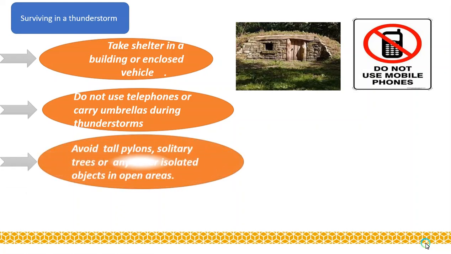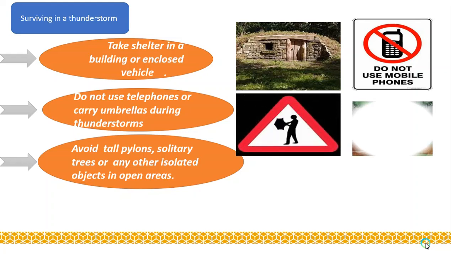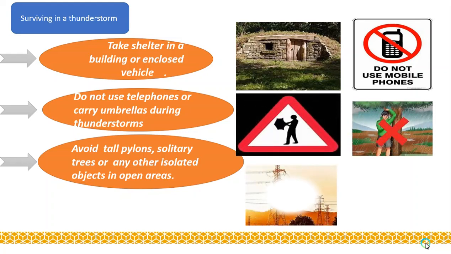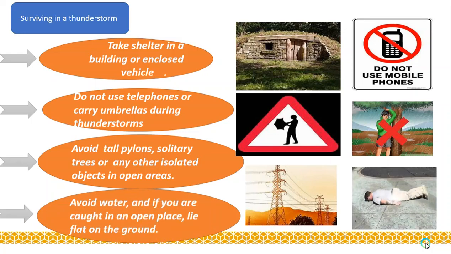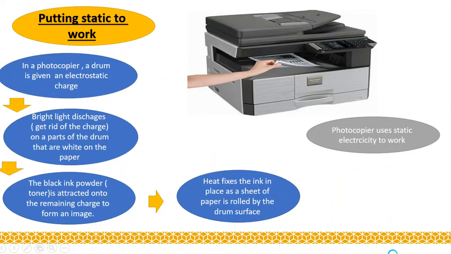Next one is number 3. Avoid the tall pylons, the solitary trees, and any other isolated objects in open areas. For example, the trees, the pylons, and anything similar. During the lightning, during the thunderstorm, try to use the last instruction. It is what? It is to lie flat on the ground. It's like this. It's better to protect yourself.